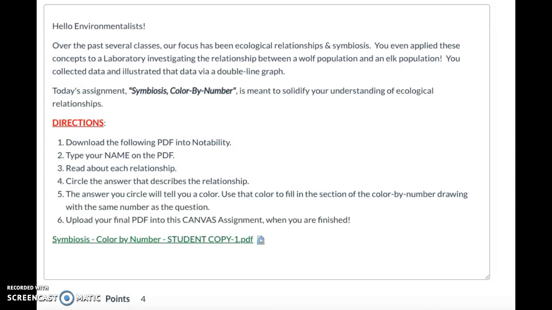Use that color to fill in the section of the color by number drawing with the same number as the question. When you have completed it, upload your final PDF into Canvas under the assignment heading.